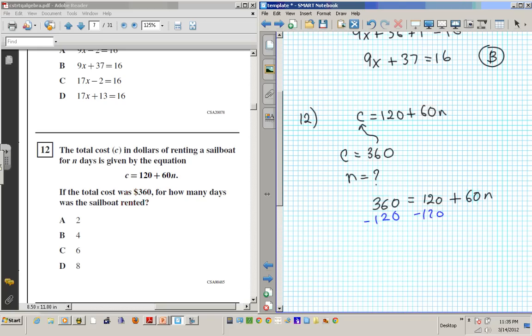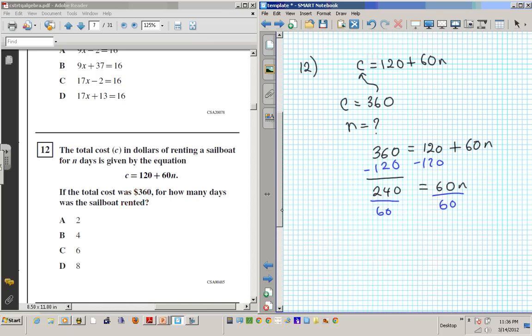360 minus 120 is 240 equals 60n. And then divide both sides by 60, and then you're going to have n equals, zeros cancel out, so you're going to have 24 over 6. What is 24 divided by 6? Simply 4. So the number of days is going to be 4. And your answer for number 12 is B.